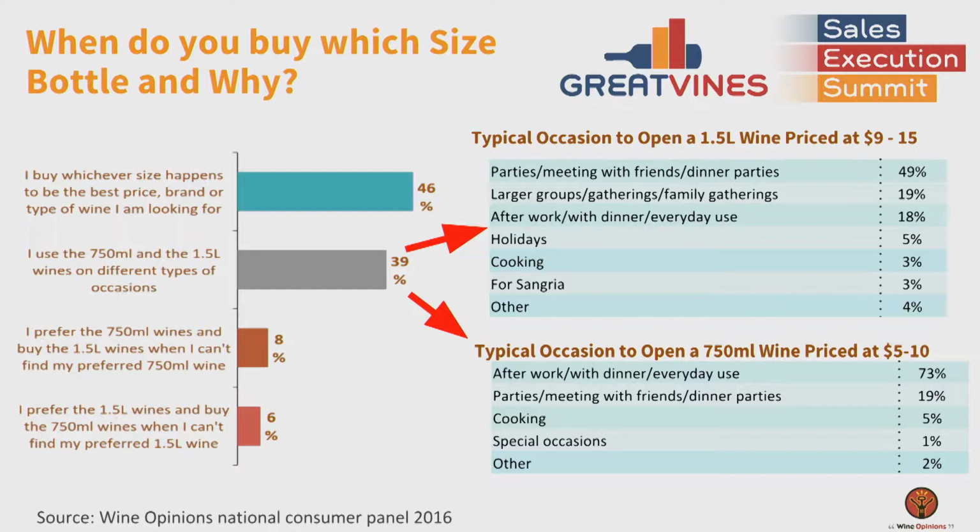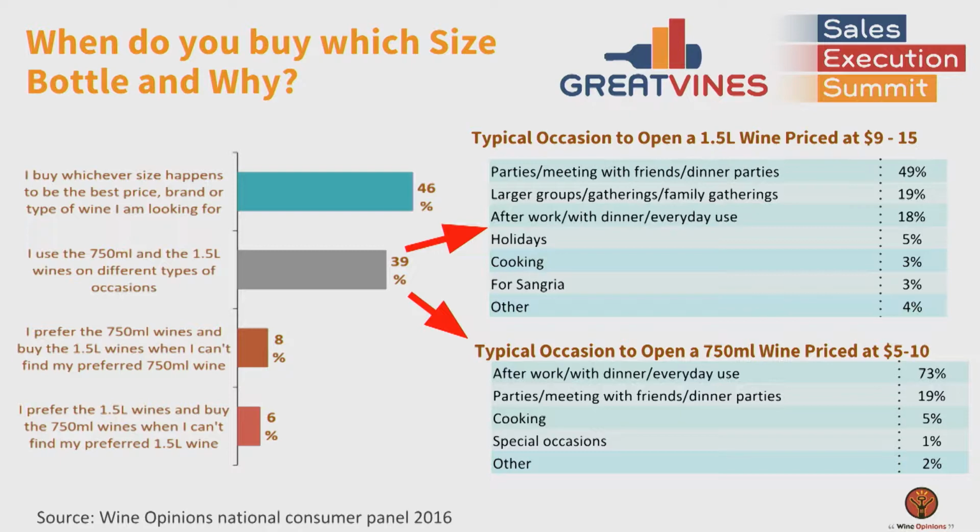So what we did was we asked them in the survey, over on the left there you can see, when do you buy which size and why? And the largest number, 46%, said, well, I buy the one that has the best price or happens to be the exact brand I'm looking for. But a very large number, 39%, said, I buy them both, but I use them for different types of occasions.